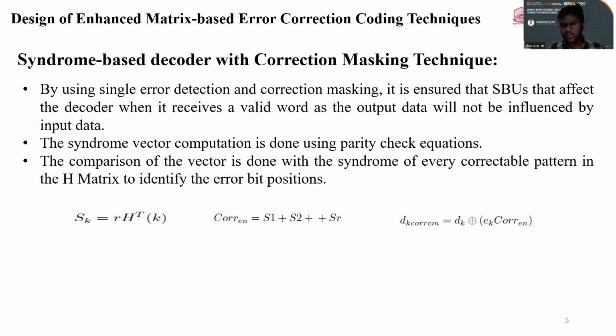At the final output, we will XOR the input data of the decoder with EK ANDed with correction EN. So the output of this, which we have denoted as DK correction, will be error free, like the errors which were in the input data will be corrected.